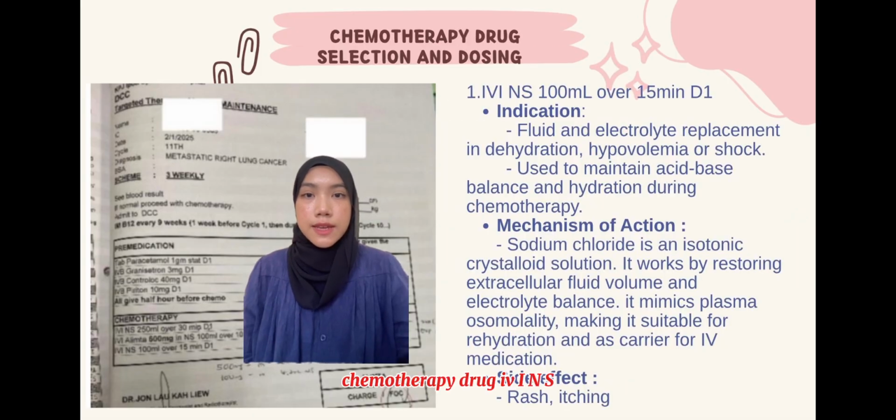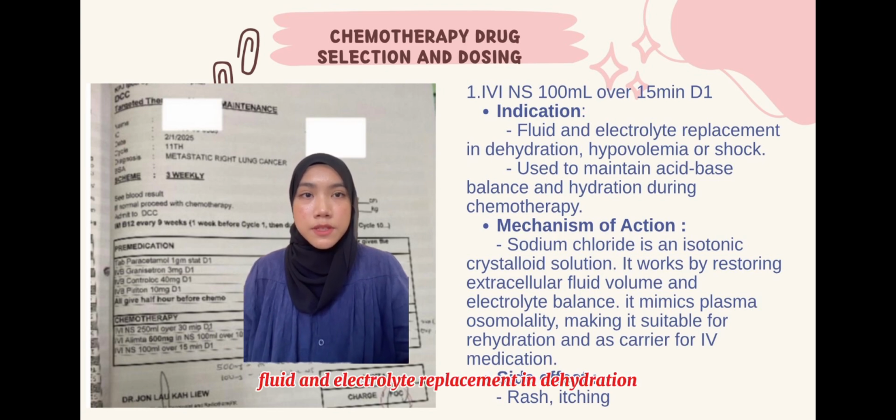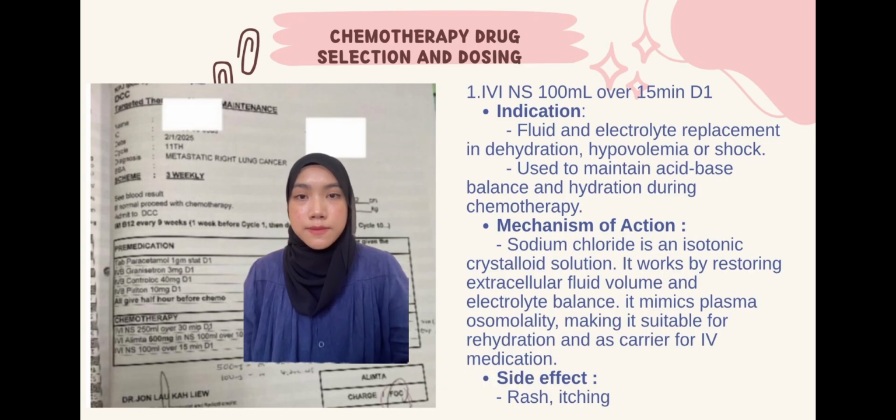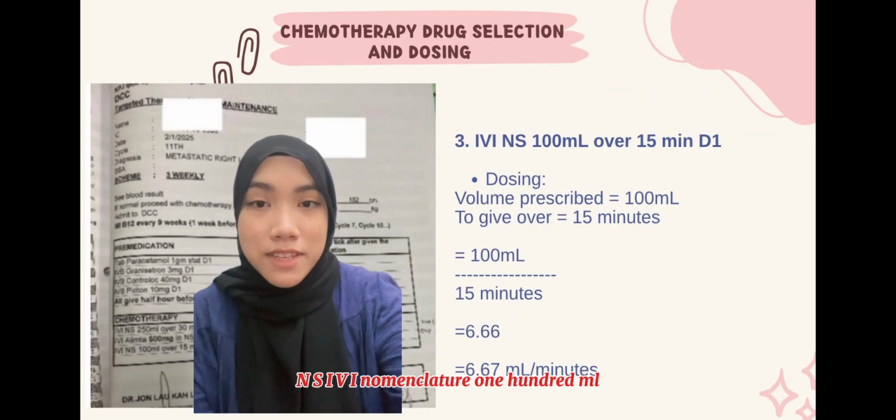Chemotherapy drug, IVI normal saline 100 ml over 50 minutes D1. Indication: fluid and electrolyte replacement in dehydration, hypovolemia or shock. Used to maintain acid-base balance and hydration during chemotherapy. Mechanism of action: sodium chloride is an isotonic crystalloid solution. It works by restoring extracellular fluid volume and electrolyte balance. It mimics plasma osmolality, making it suitable for rehydration and as a carrier for IV medication. Side effects: rash and itching. The medication is IVI normal saline 100 ml over 50 minutes D1.